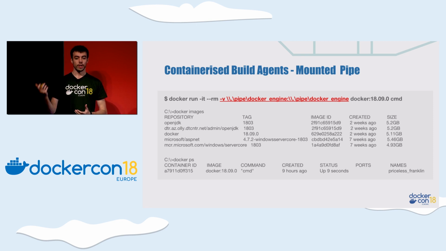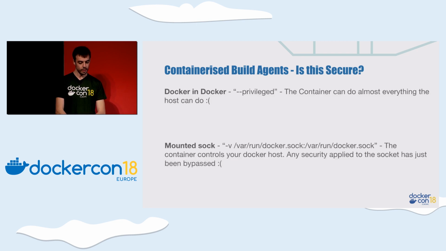same. On the Windows side, you actually have a pipe rather than a socket, but you can absolutely mount that pipe inside of your container image, inside of your build agents, and then you can start to run build jobs in containers on Docker and Docker for Windows. So here you can absolutely see the images and a running container on the local machine. But then it kind of goes back to the original question.